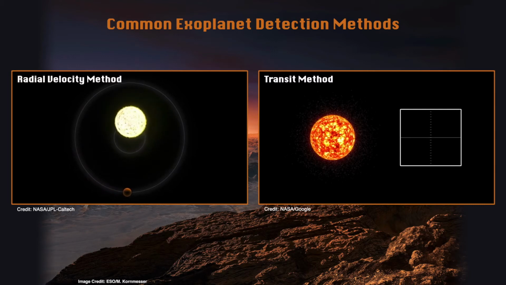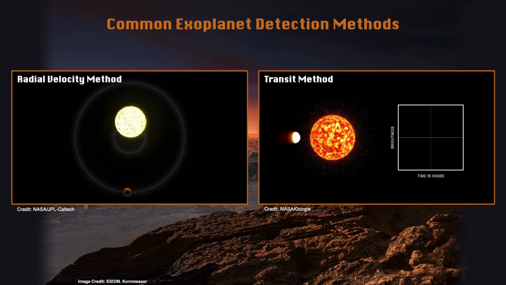Next up is the transit method. It's a little more straightforward. As a planet moves in between its host star and us, the distant observer, there's a drop in the brightness, the flux, and the drop is proportional to the size of the planet. So this allows us to obtain data on the planet's size.